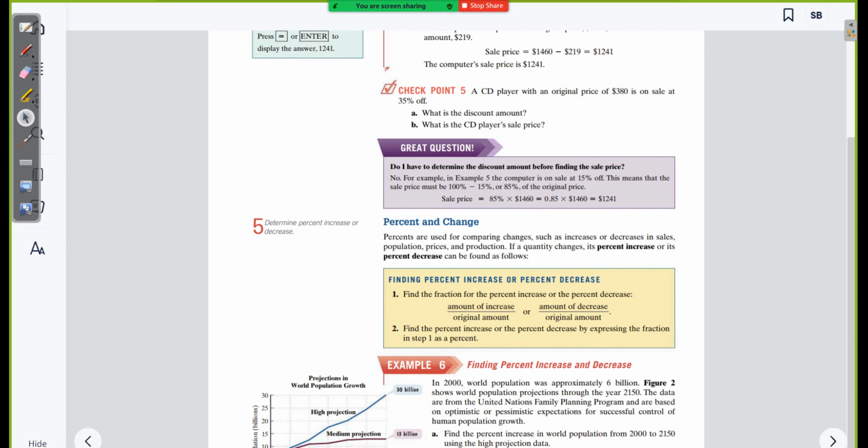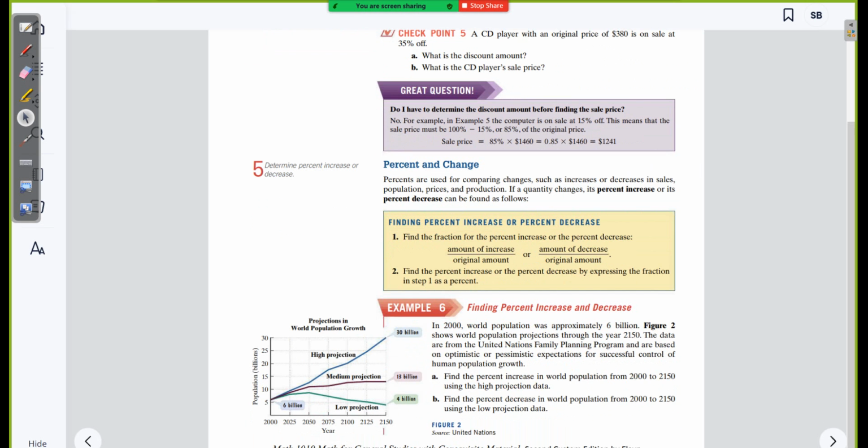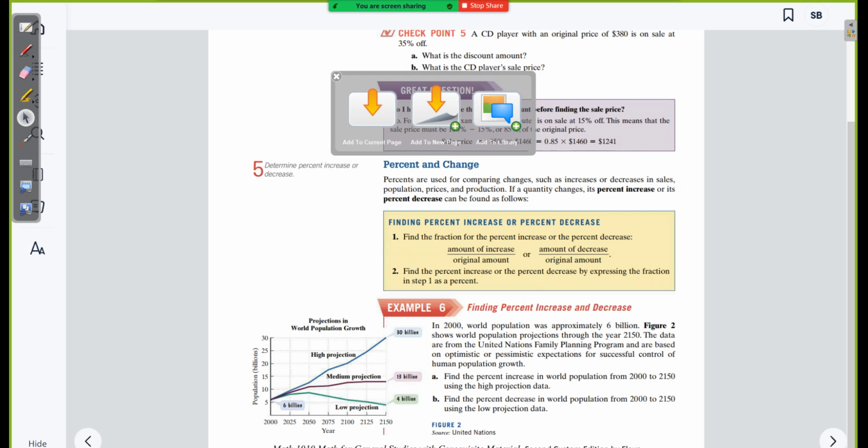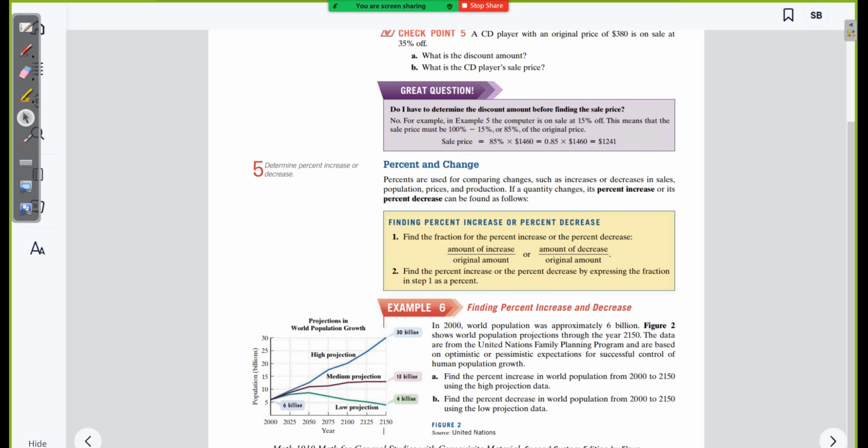All right, so percent change. Again, kind of in the same vein, you'll know if you're doing it right or wrong, but it also does help to fully understand what you're trying to do here. So let me snip this whole thing.